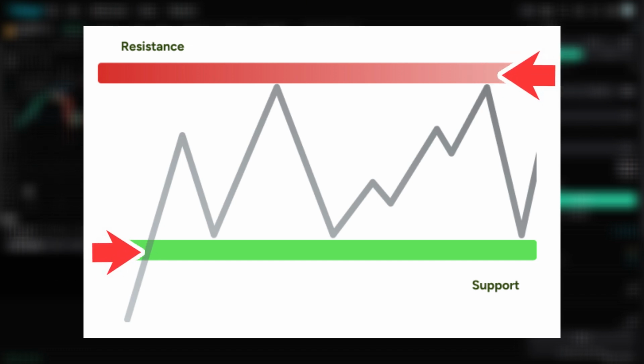Support is a price level where the price tends to bounce up from, and resistance is a level where the price tends to get rejected and fall back down. These levels are super important because they help you decide where to enter and exit trades.